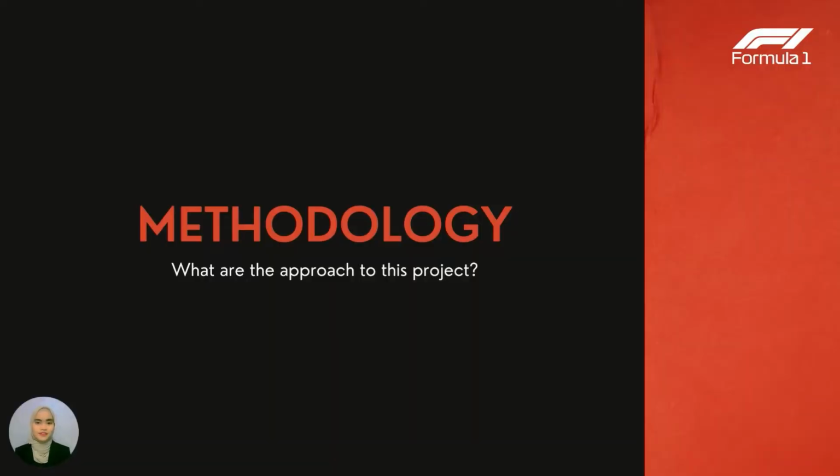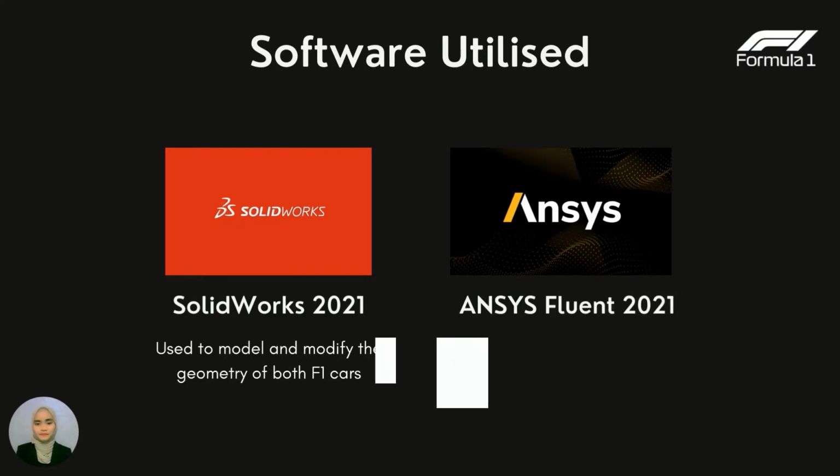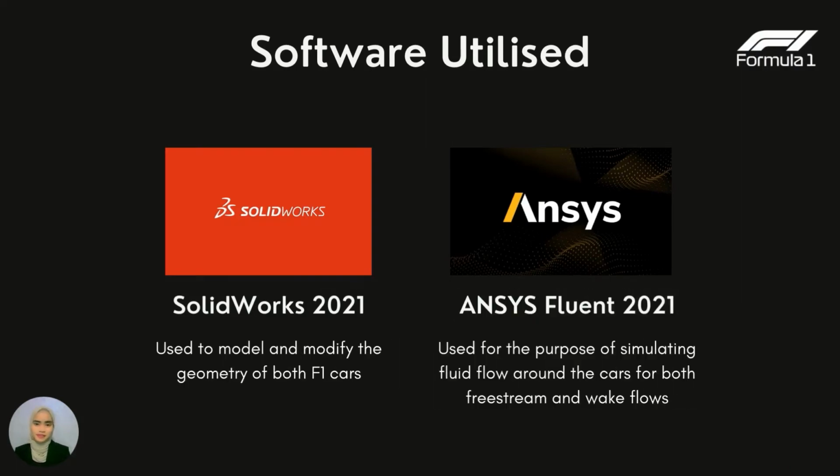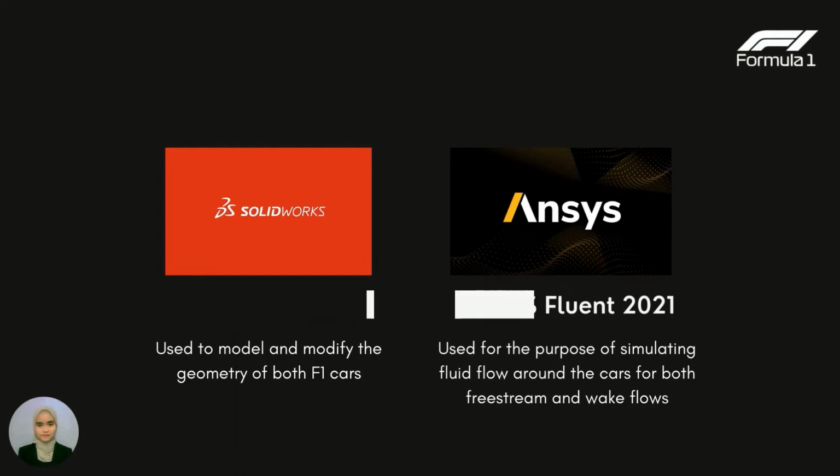Moving on to the methodology. What is the approach to this project? There are 2 parts in the methodology. The first one is CAD modeling, and the second one is running the ANSYS simulation. The software that we will use in this project is SolidWorks 2021, which will be used for the model development, and the second one is ANSYS Fluent 2021 for the purpose of simulation.